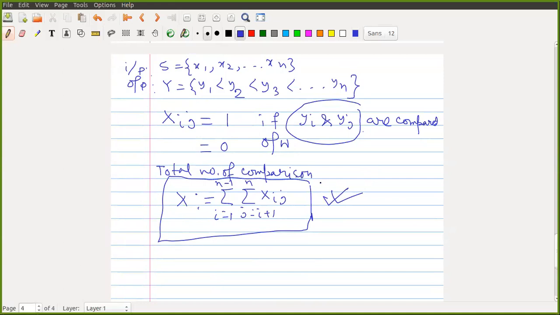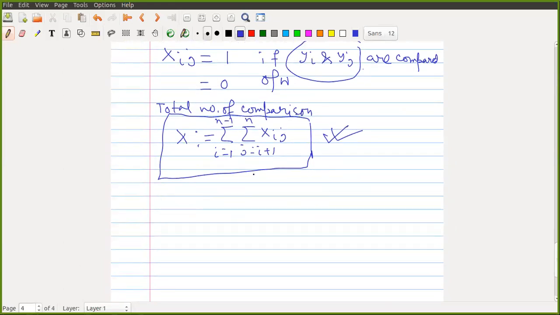Yes, sir. So basically, we want to understand how X behaves. What is the value of X? Because of linearity of expectation, we can find the expected number of comparisons. This is a randomized algorithm, so we want to find the expectation. So let's first compute the expectation of the total number of comparisons.